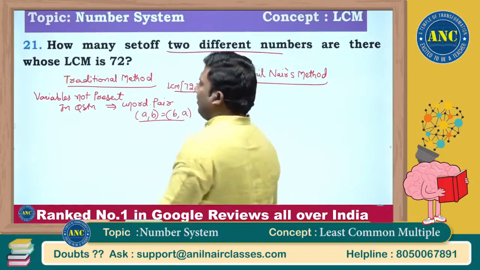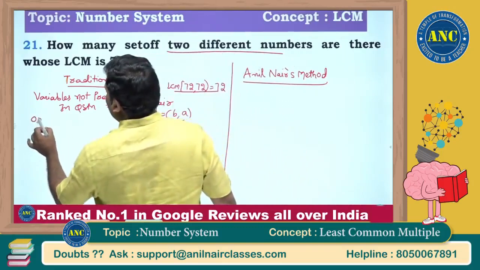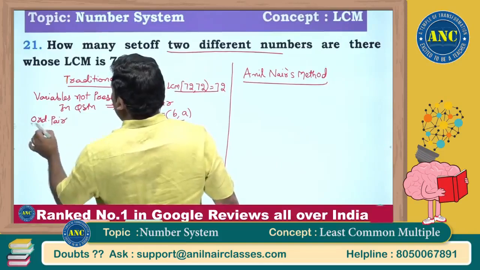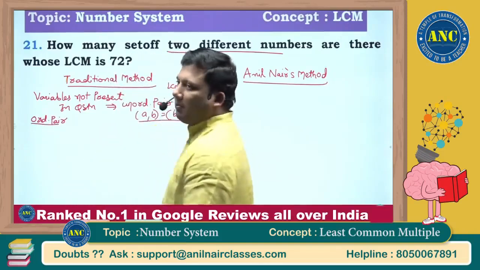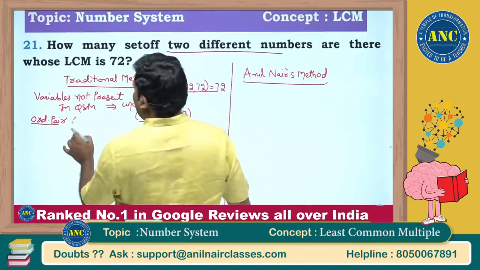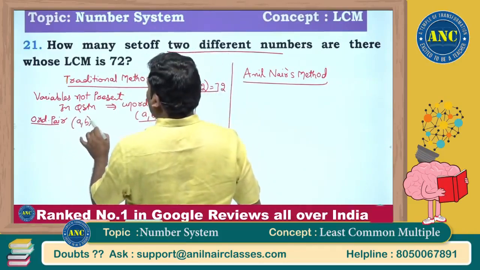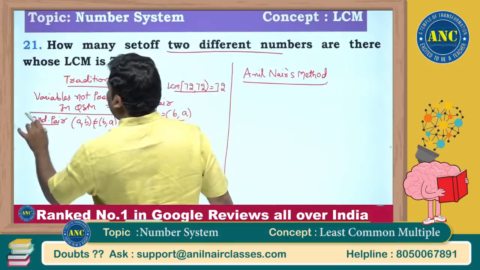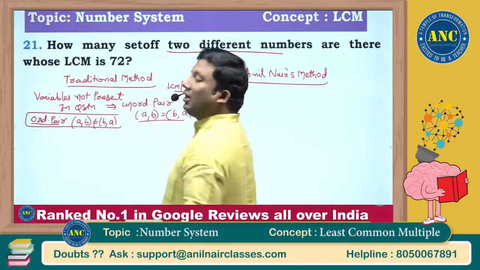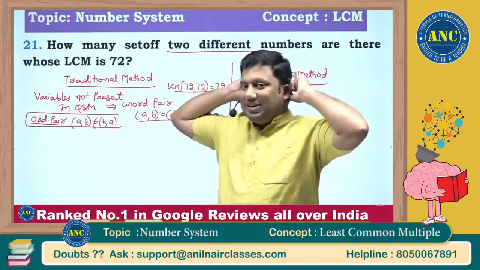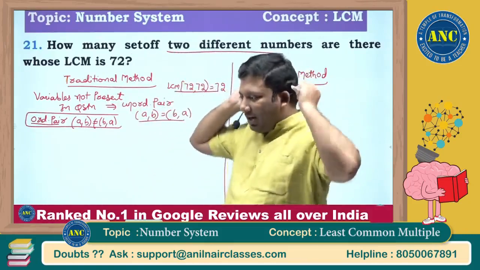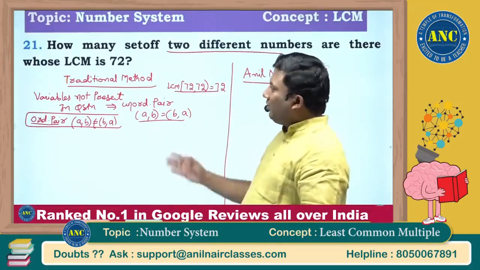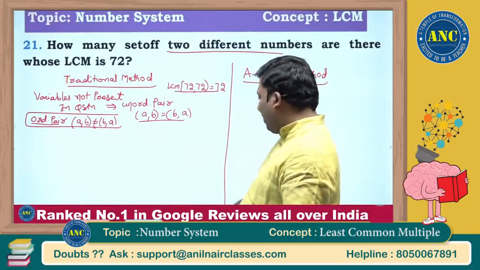So first I will do it for an ordered pair, then I will eliminate the cases. Ordered pair means A comma B is not equivalent to B comma A. Total cases I will take, then I will remove the cases and get the unordered pair. Listen carefully, sir. It's a very interesting problem. Generally in all your textbooks, numbers will be given and we have to find out the LCM. But here the LCM is given, and we have to find out the numbers.